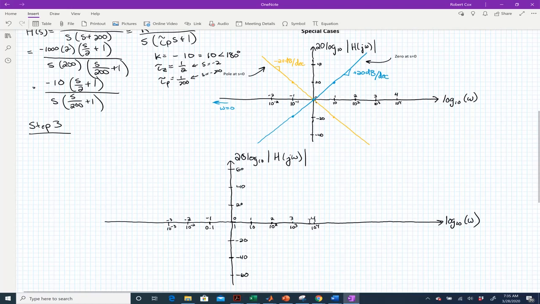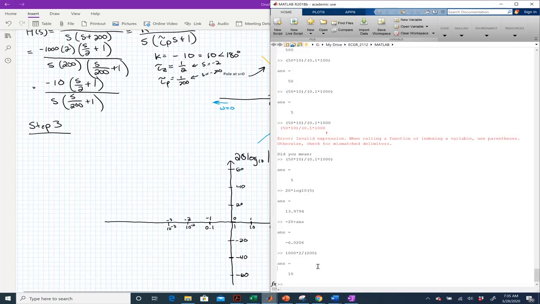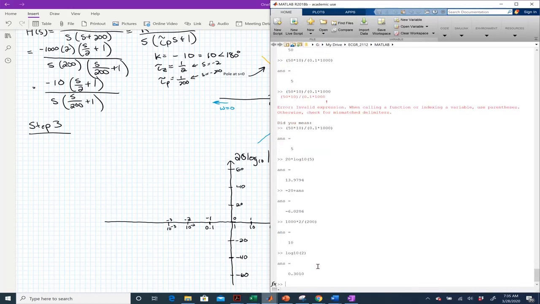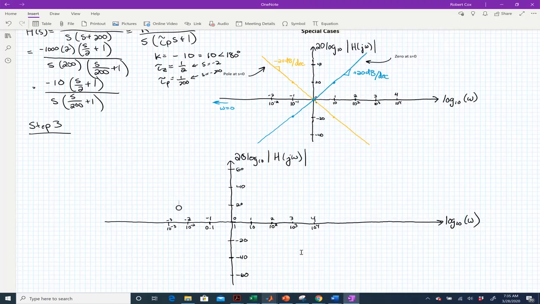So we're going to do the 0 first. The 0 happens at 2. Now where is 2? Well, that's somewhere between 1 and 10. But where? To know where, the simplest thing is to do the log 10 of 2. The log 10 of 2 is 0.301, so that would be about a third of the way between 1 and 10. So somewhere right about there is where 2 would be.